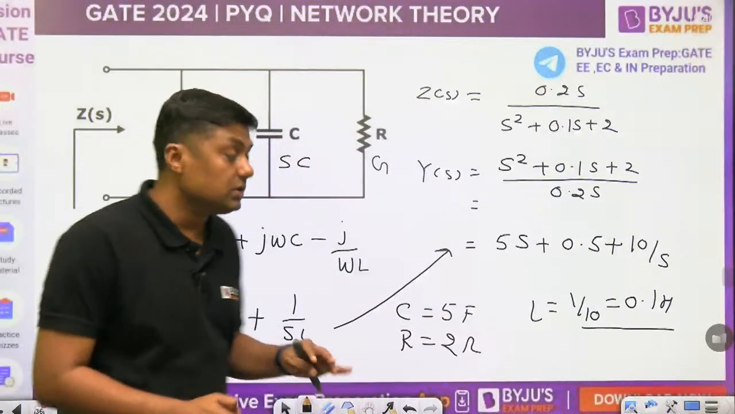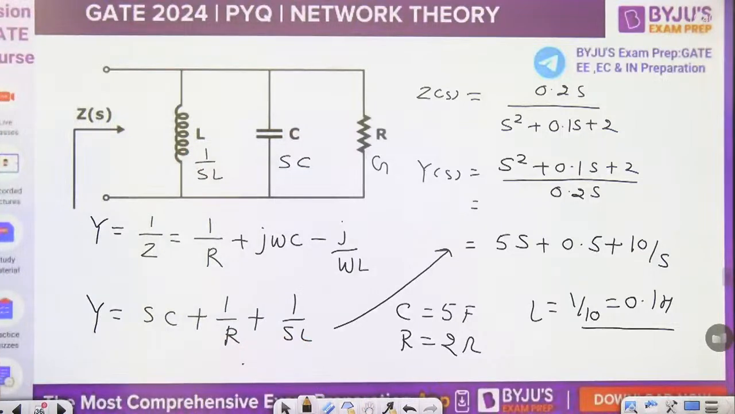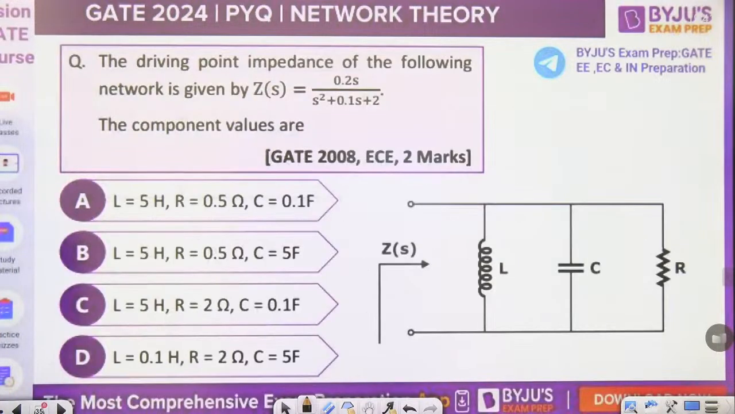Very, very simple. Directly a question on network function. For driving point impedance you directly have to find, you can change the value Y here and then compare. Answer is D for this particular question.